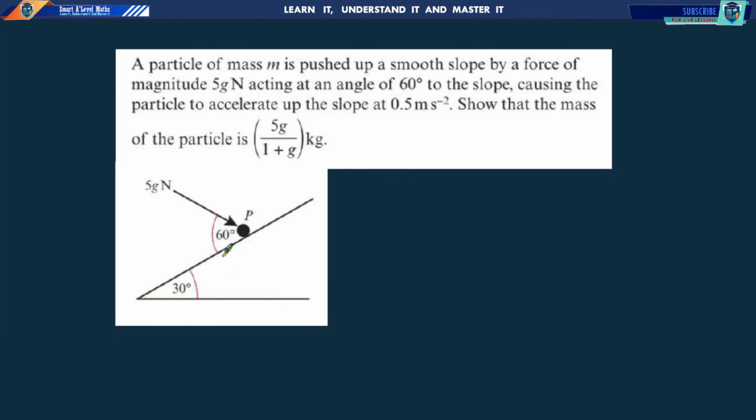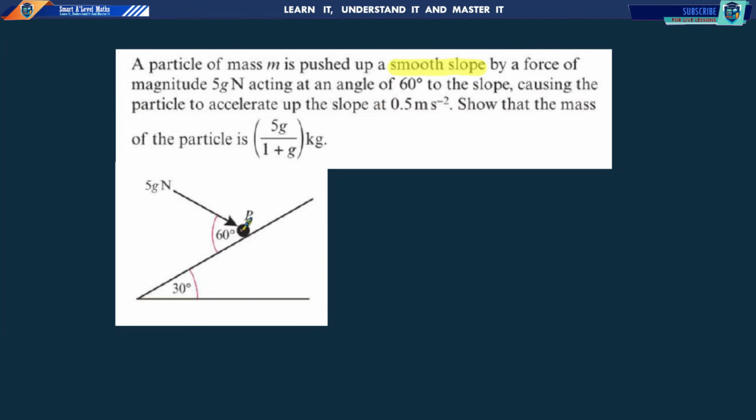Now we have the diagram here, and one thing we have to note is that the particle is acting on a smooth slope. So when we get this kind of question in mechanics, we have to note that there is no frictional force. So we're going to deal with the weight of that particle only, and the force making it move upwards. Now let's move on and have some sketch.